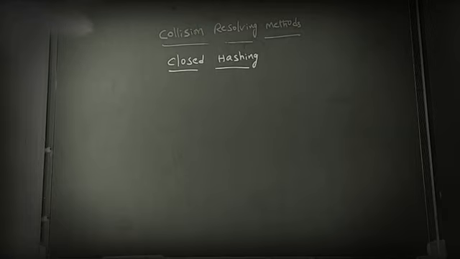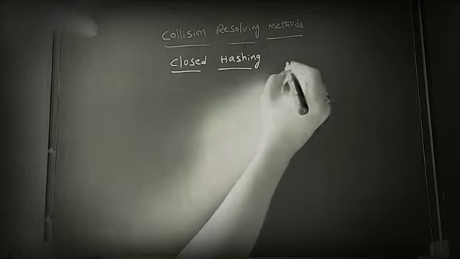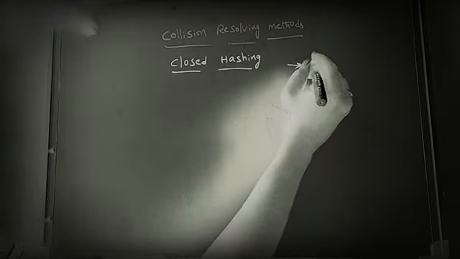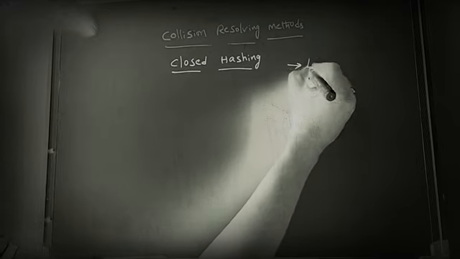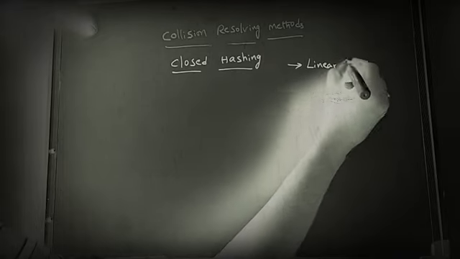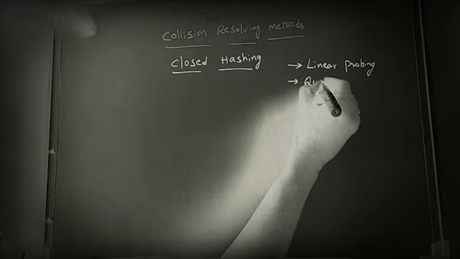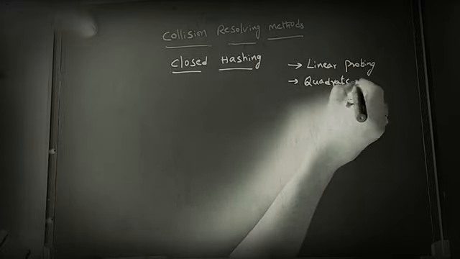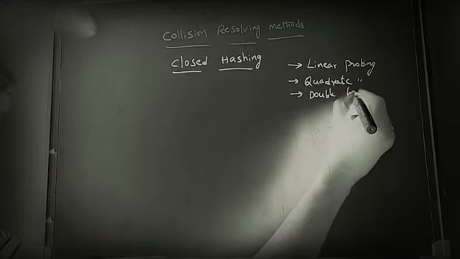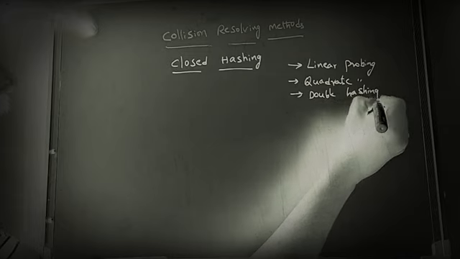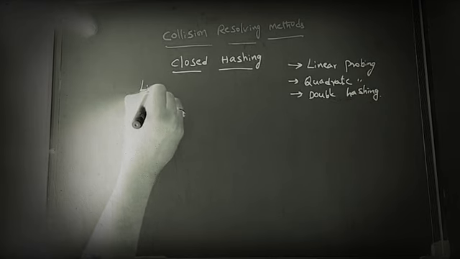Let us look at closed hashing and how it resolves the collision problem. Here we already discussed three methods we use to avoid collisions in closed hashing. First one is linear probing, second one is quadratic probing, last one is double hashing. Okay, these are the methods. First, let us consider linear probing.